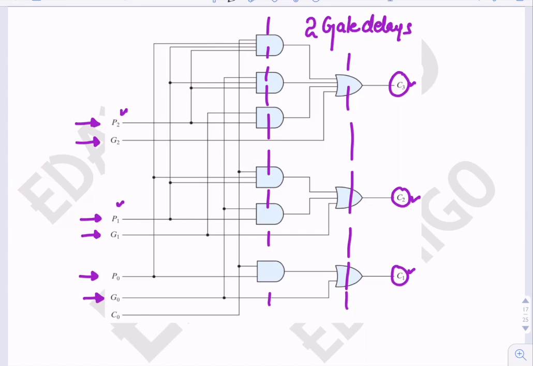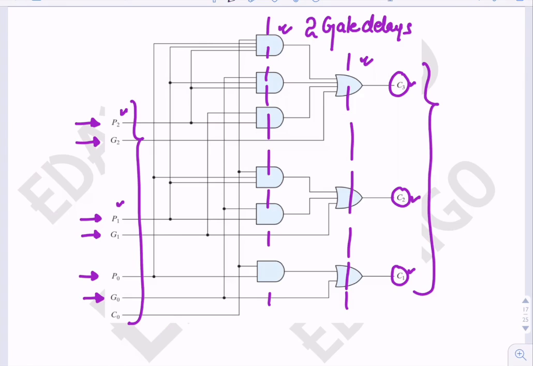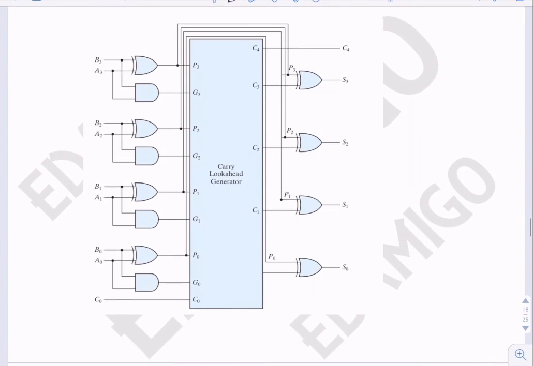Now let's look at how this whole adder will work. This is a very important result, that only 2 gate delays are needed from these P and G to get the carry outputs, because these are at level 1 and these are at level 2 in the circuit. Now let's look at the whole adder.